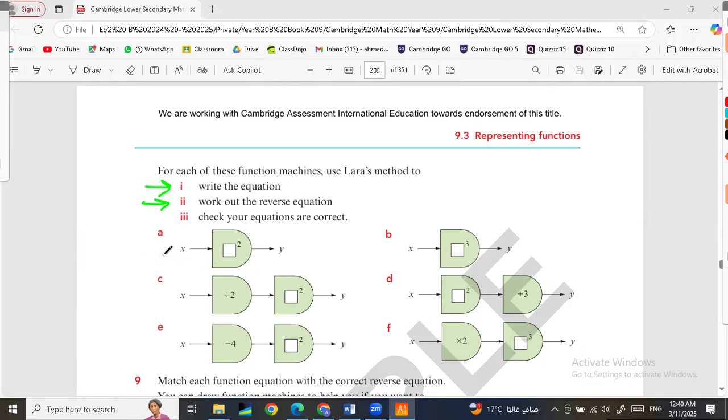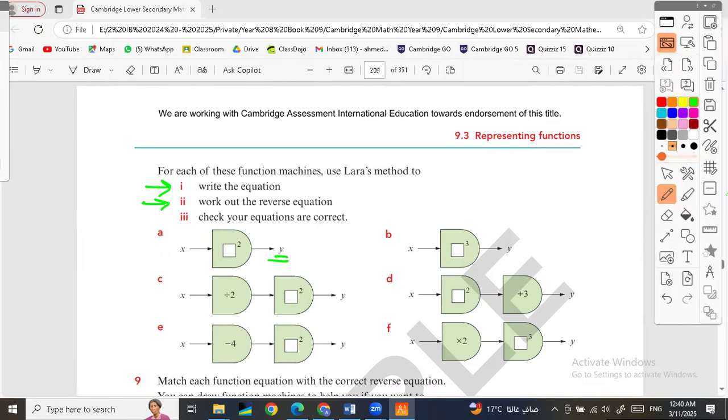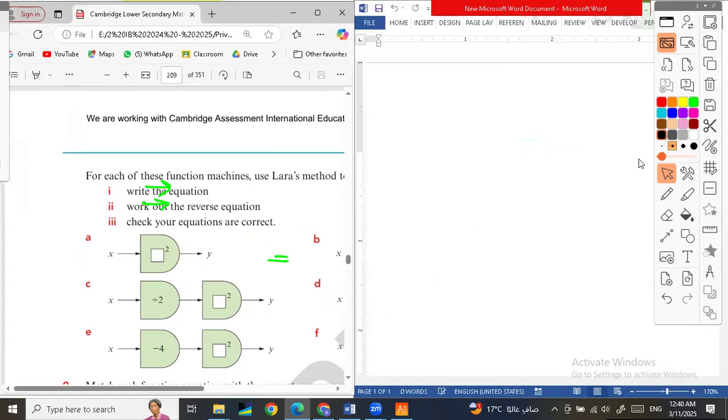Here in this function machine, what is my final destination? What am I going to reach at the end? If I follow the arrows, what will I reach at the end? If you follow the arrows, you're going to move from x, you square it, you get the y. So my final destination is the y. So the equation would be, for this question here, let me just open it, just a second. Here you go.